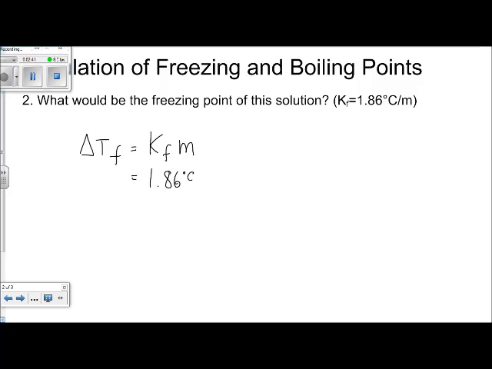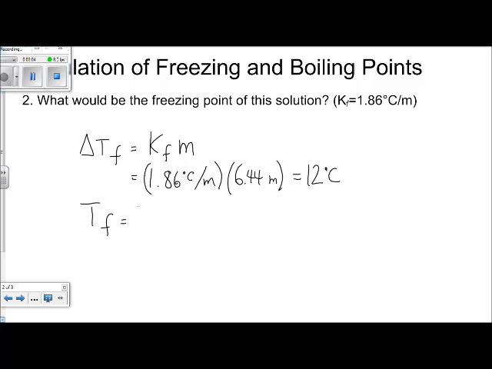Keep track of the units here. So the freezing point constant is in degrees Celsius per molal. So then you realize that by multiplying by the molality, you're going to be left with degrees Celsius. So that will assure you that you've remembered the equation correctly if you check those units. Don't forget, that's the change in temperature.